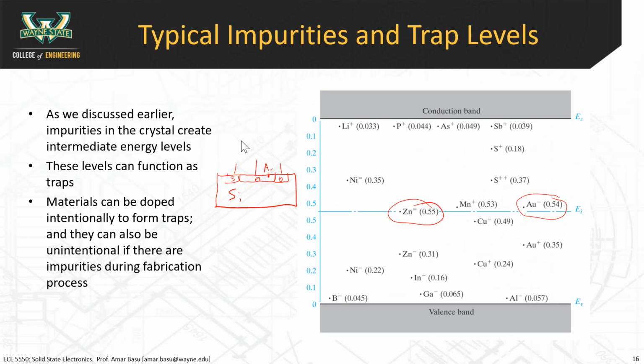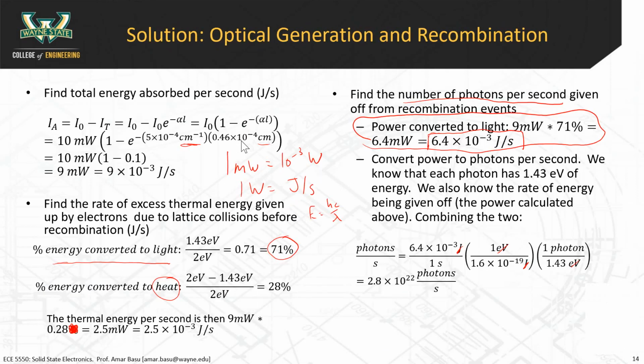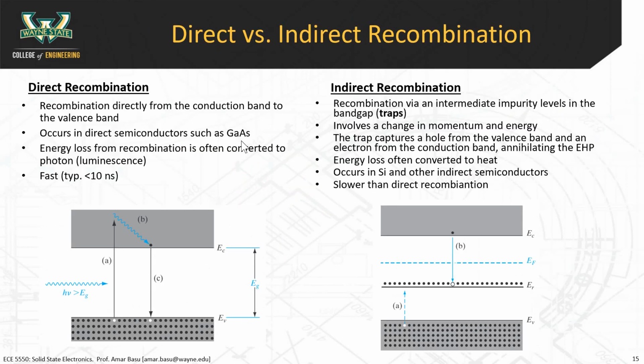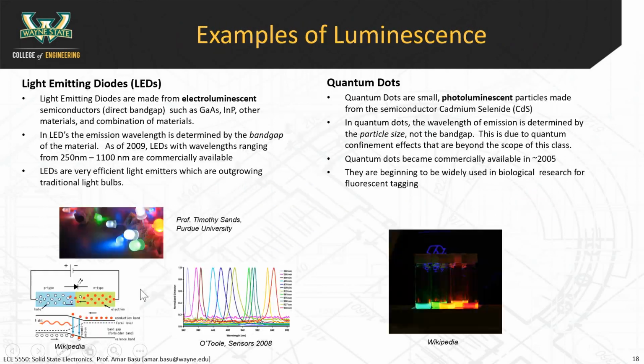So the reason we're bringing this up again is because we talked about recombination events. Luminescence events happen during this recombination process. Here are some examples of luminescent materials. The LED is one of the big successes of solid-state devices.